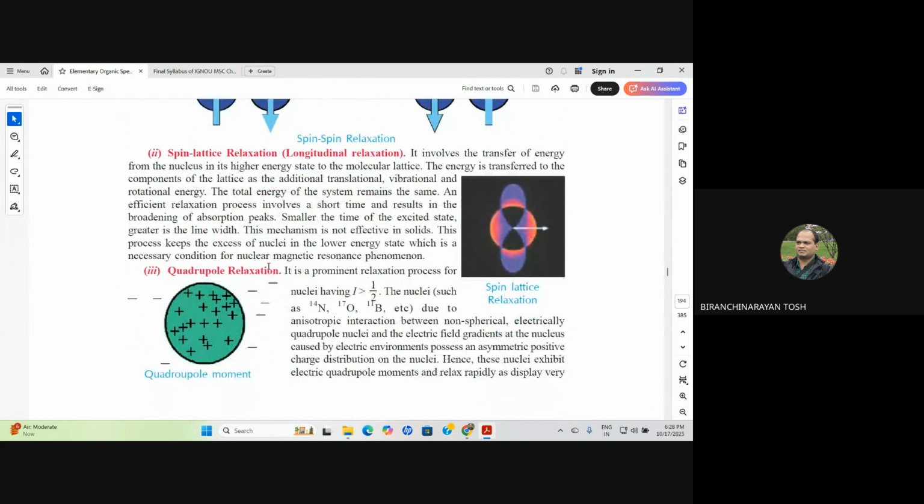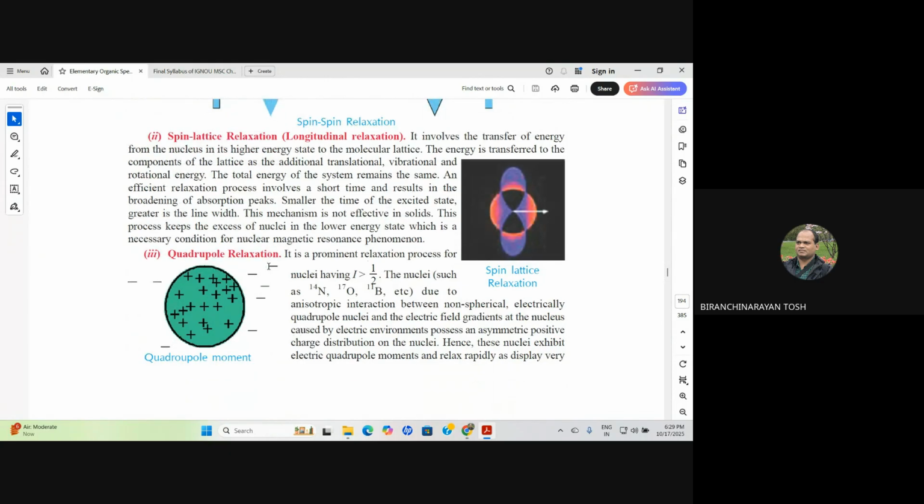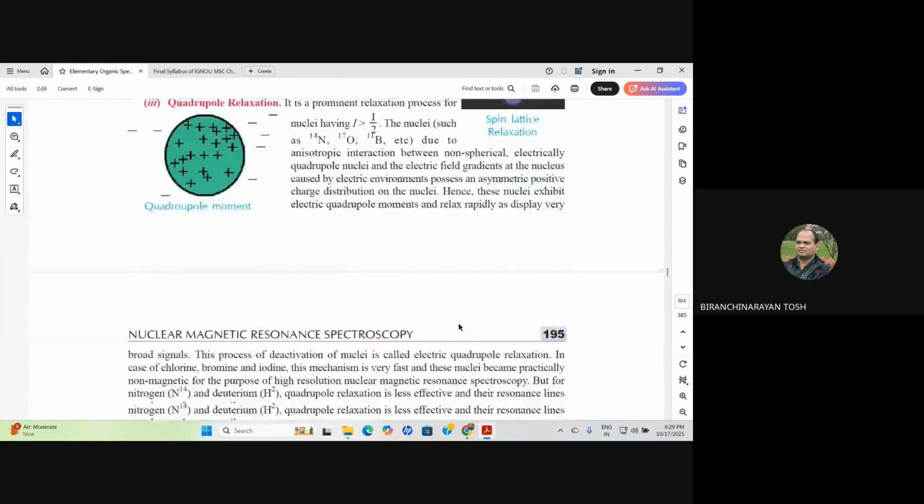Then quadrupole relaxation. It is a prominent relaxation process for nuclei having a spin quantum number greater than half, such as nitrogen 14, oxygen 17, boron 11. It occurs due to anisotropic interaction between non-spherical electric quadrupole nuclei and the electric field.